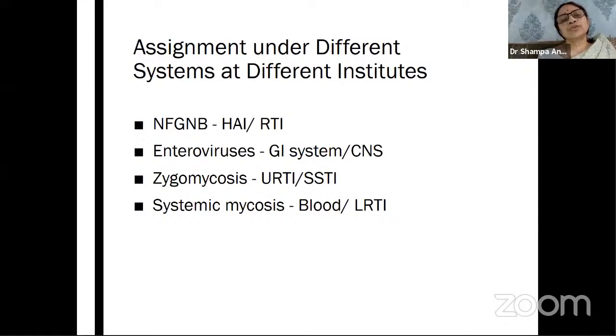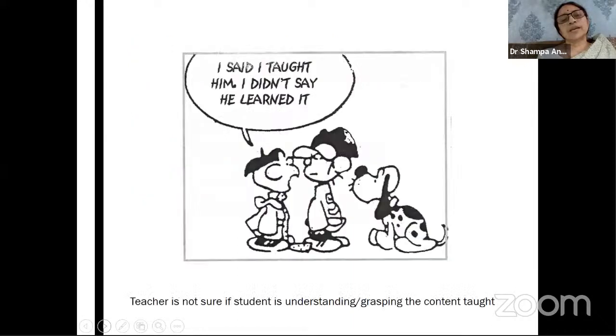It can create confusion because students from one institute will think that these organisms can infect only this system, whereas from another institute, and more so the examiner who thinks that the organisms in their college are mentioned in a particular system could ask questions, but then we are teaching the organisms in a different system. So all these can create confusion. And I would finally say that teachers think that they have taught, but we are not sure whether the student has actually understood the content by making so many divisions of the same organism in different systems.